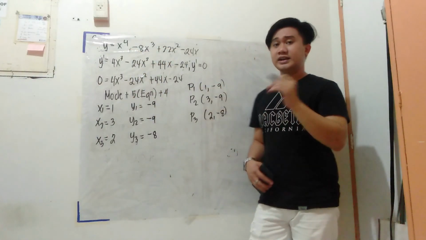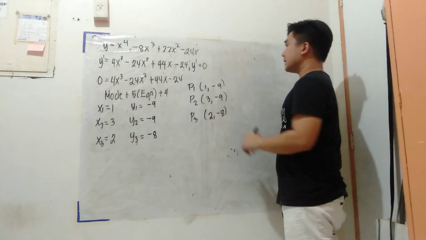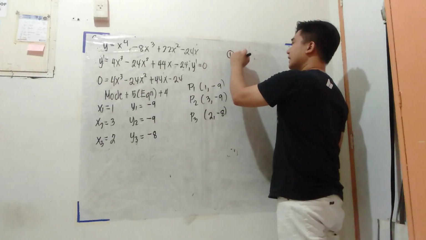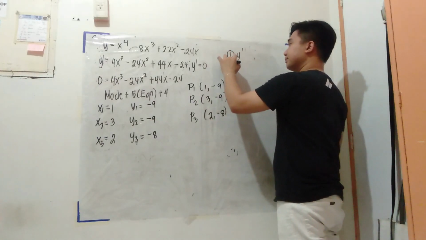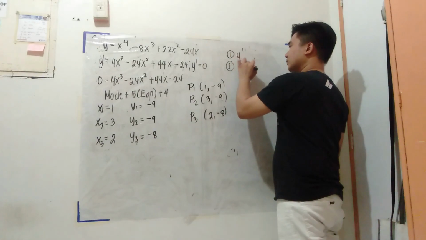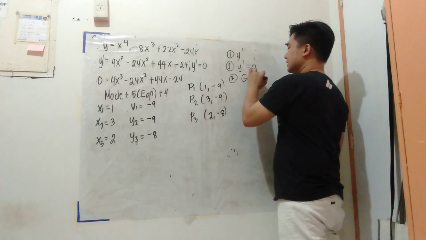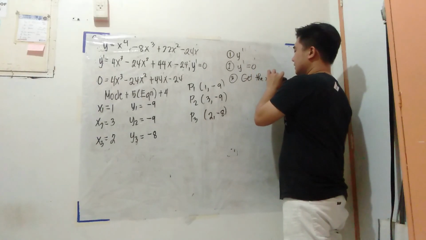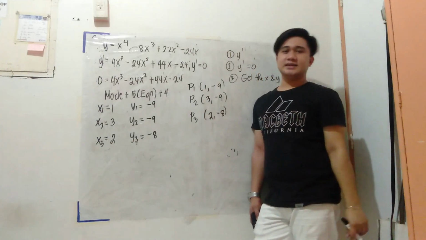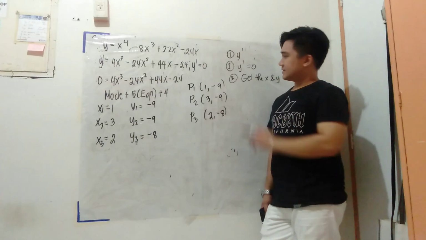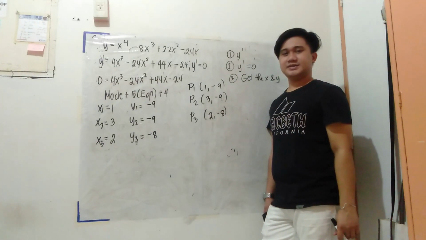Okay? So, review lang tayo. Paano kukuha ng critical points? First, get y prime. Second step, set y prime to 0. Third step, get the x and y. So, as easy as 1, 2, 3. So, please copy your notes.